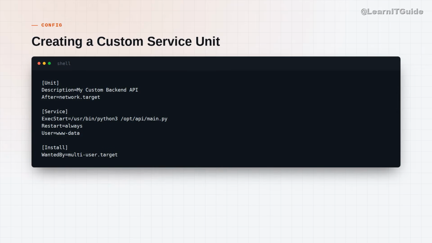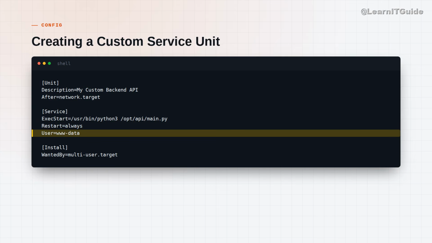Now, here is what a senior engineer would actually write for a production application. This is a unit file. Notice the Restart=always line. That is the secret sauce. If your application crashes at 3 a.m., systemd will automatically start it back up for you without you ever knowing there was a problem. We also specify the user to ensure it runs with the least amount of privilege necessary, which is a critical security best practice.